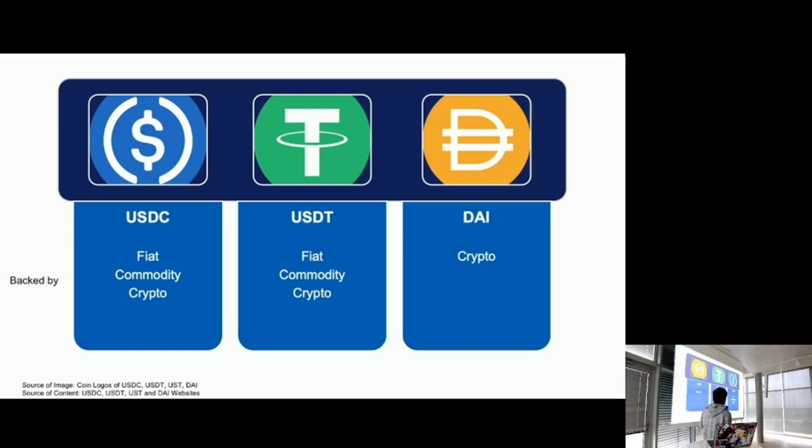So those are the three main stablecoins we have right now. USDC, which is from Circle. Circle is a central entity. USDT from Tether. Tether is also a central entity. And DAI, which is the token of MakerDAO. USDC and USDT are backed by fiat, commodity and some crypto, mostly fiat and commodity, while DAI is completely backed by crypto.